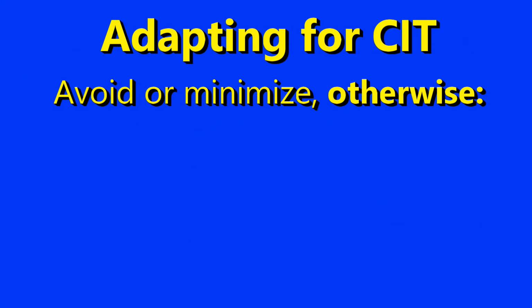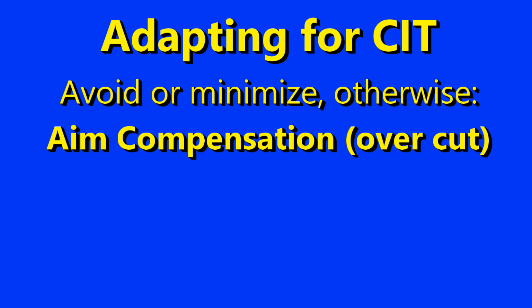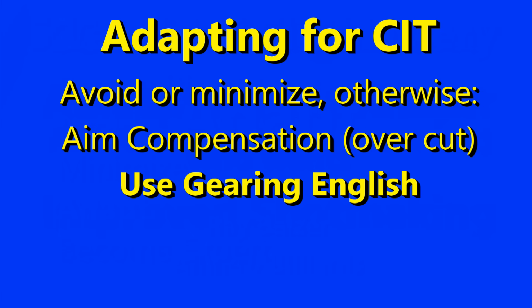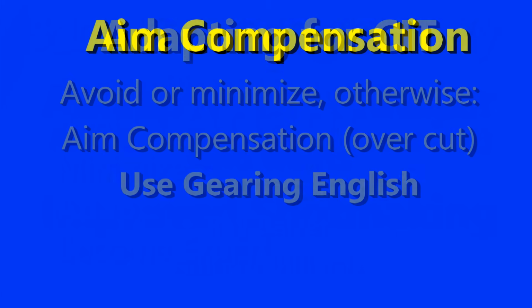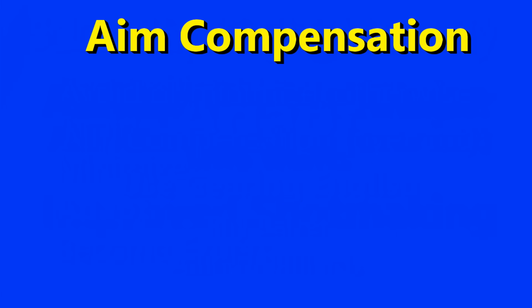Now, if you can't avoid a shot with too much throw, how do you adapt? There are two main choices. Learn to adapt your aim to compensate, or use gearing English to negate cut-induced throw. Let's start with adjusting your aim.